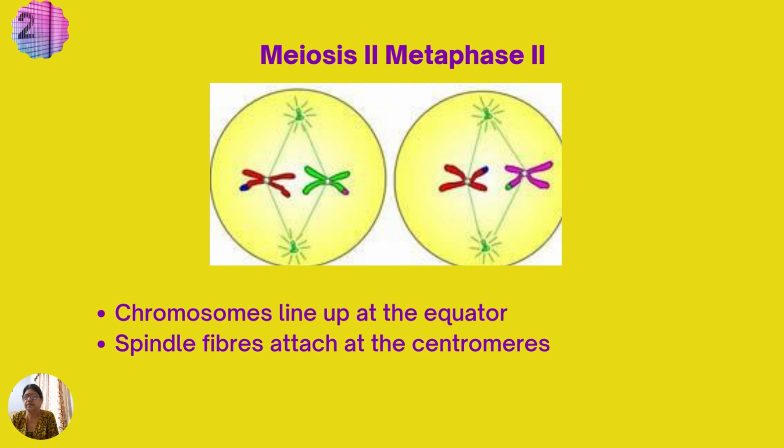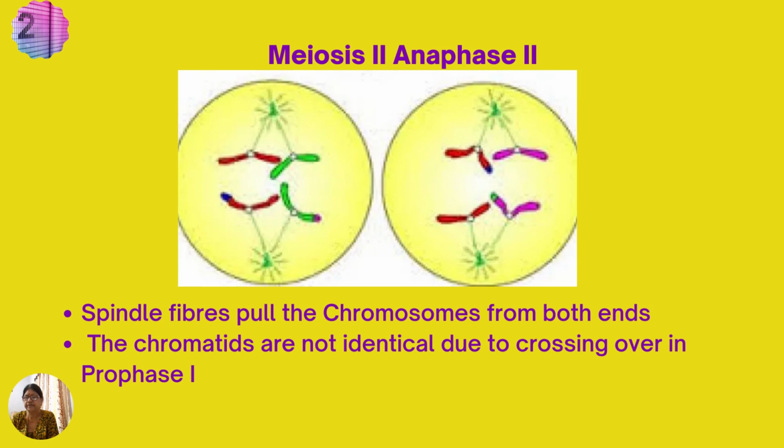Metaphase 2, chromosomes line up in single file along the equator of the cell. This is in contrast to metaphase 1, where chromosomes line up in homologous pairs. Anaphase 2, the chromosomes are pulled by the spindle fibers and the chromatids move towards the opposite ends. Important to note that the chromatids are not identical due to crossing over and exchange of genetic material in prophase 1.